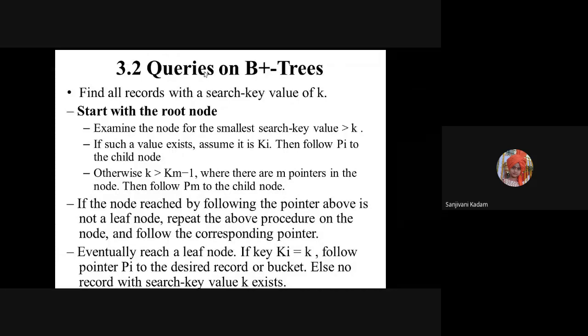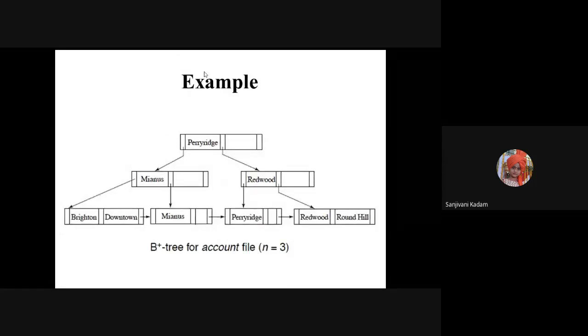So let us study the same example. Examine the node for the smallest search key value greater than k. Right now k refers to the value which I want to search. For example, let us take this tree only. In this tree, consider that I want to search for Redwood. This value I want to search. Then Perryridge, Mianus, Brighton, Downtown, Perryridge, Redwood, Round Hill become my search key values, and this becomes my k. K means the value which I want to search.